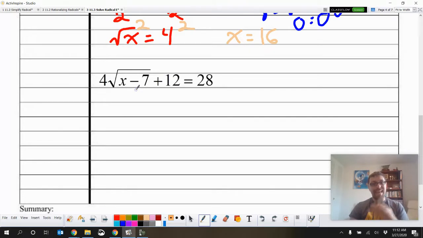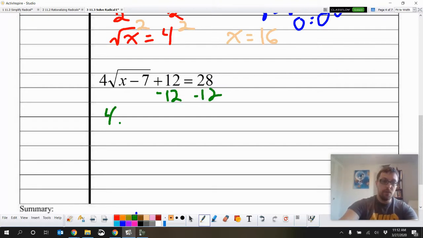You're going to be tempted to add 7, but it's stuck inside of the radical. We can't get rid of that 7 until we get rid of this radical. We can't do anything with this radical until we get rid of these two numbers. So let's get rid of those first. So I'm going to subtract 12, and get 4 radical x minus 7 equals 16.